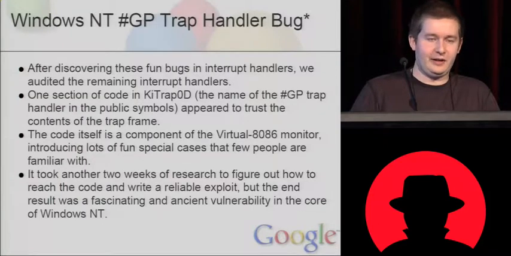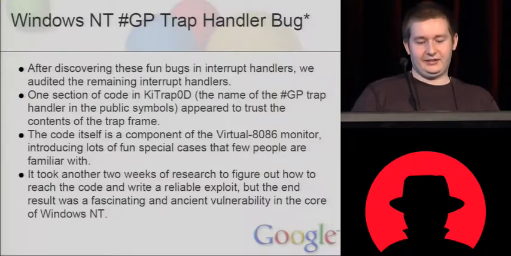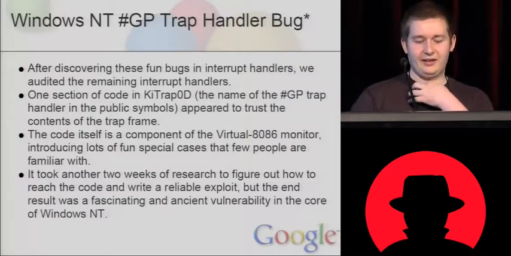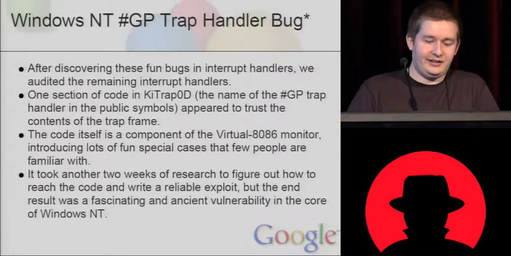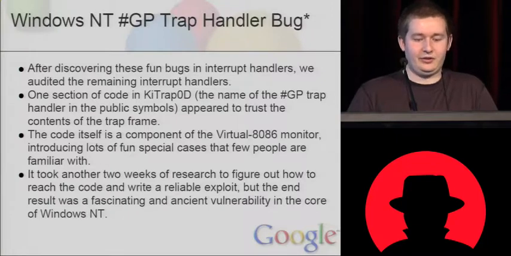VM flag in the eFlags image. So reaching this code was really hard work, and it took about 2 weeks of research to figure out how to reach this code. And on top of that, we needed to write a reliable exploit. But I think it was worth it. At the end, we found a really fascinating and ancient vulnerability in really the core of Windows NT.